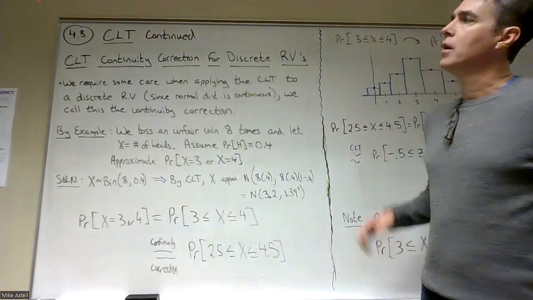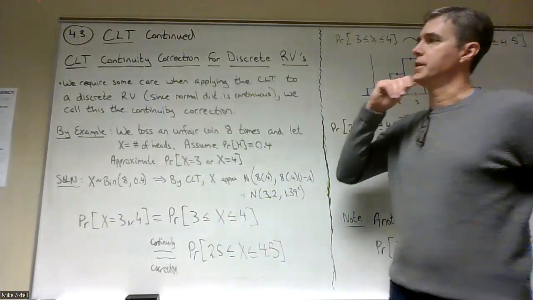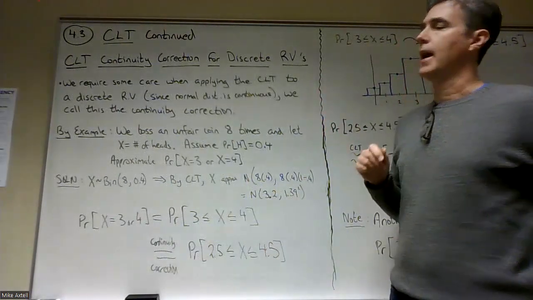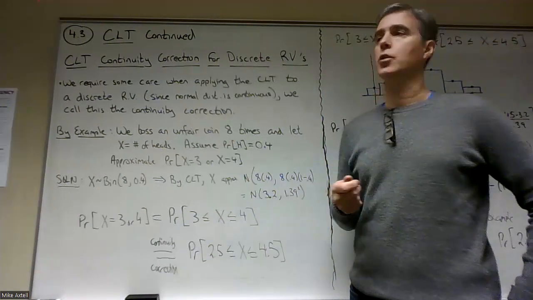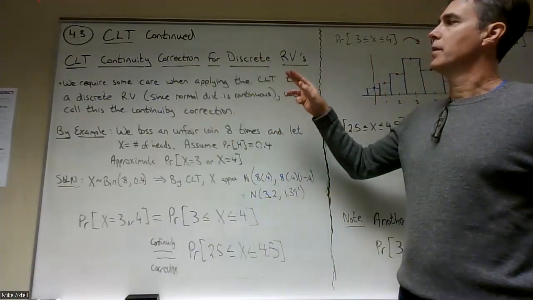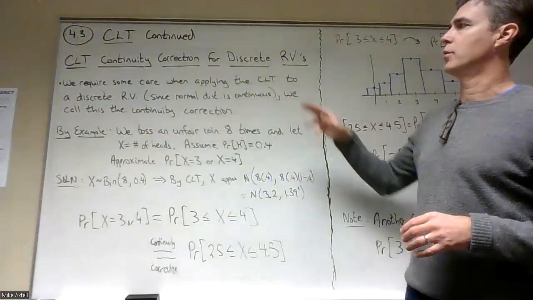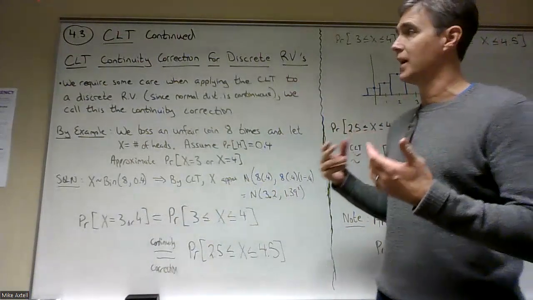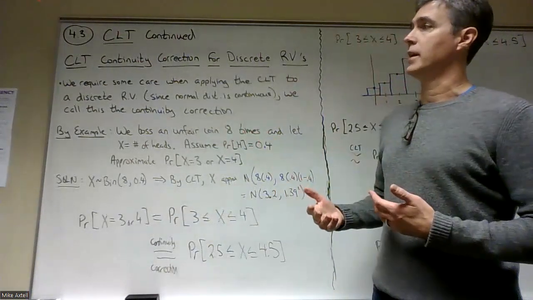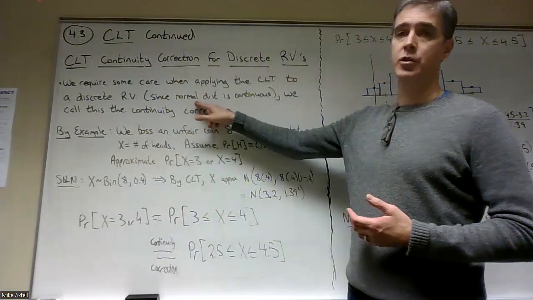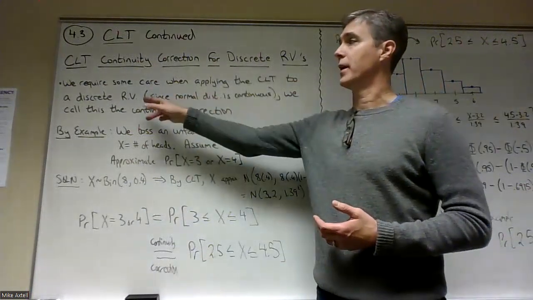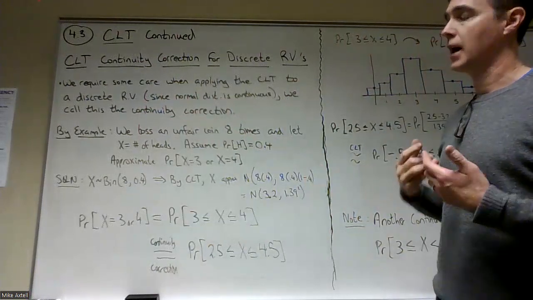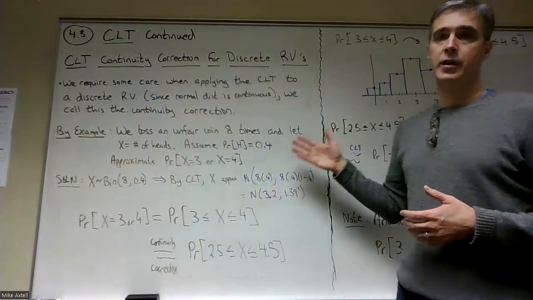Okay, so the last topic we're going to discuss is how to apply the central limit theorem for discrete random variables. And what we're going to need to do is apply a continuity correction. So we need to require some care when using the central limit theorem to approximate something about a discrete random variable, because we're approximating this random variable with a normal distribution, which is continuous, whereas the random variable was discrete. And we call this care the continuity correction. So I'm going to illustrate it via an example.